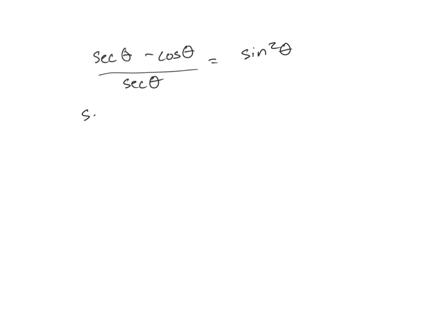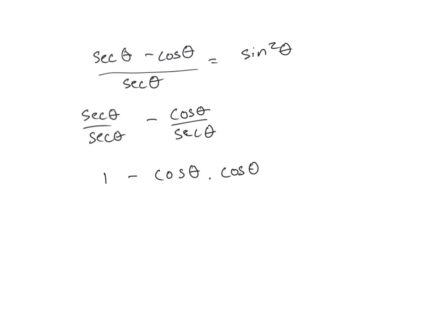I know this is secant of theta over secant of theta, and split this up into 2 fractions, minus cosine of theta over secant of theta. And my secant over secant reduces to make 1. I can change my secant of theta. Isn't that the inverse of cosine? So my secant is actually 1 over cosine of theta. So 1 over secant of theta is actually cosine of theta.